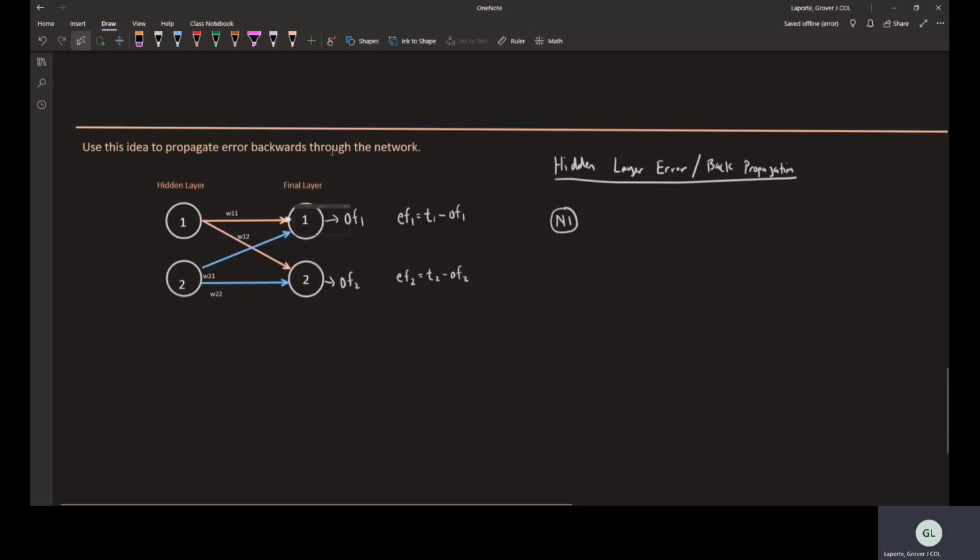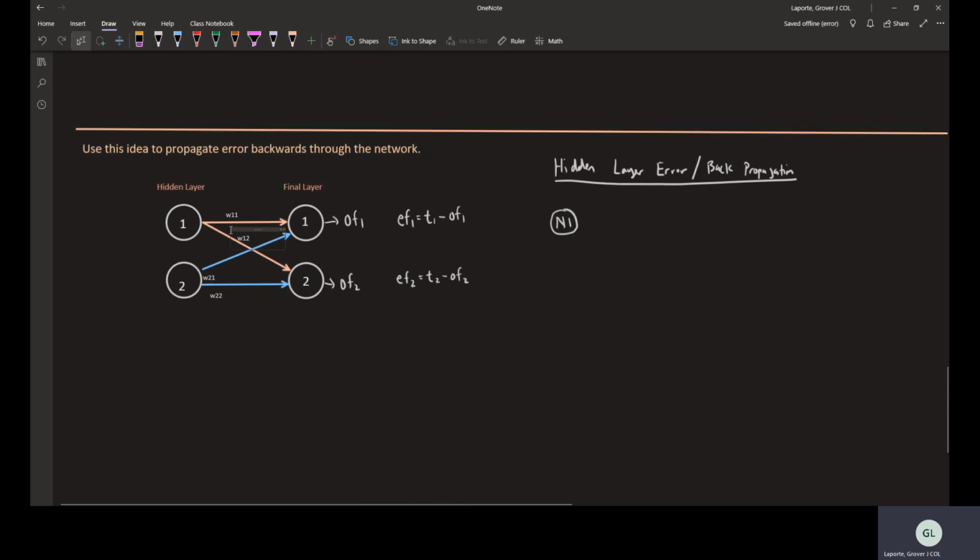We do the same sort of proportionality that we did here with W11, and the other one that's contributing is W21, right? Those are the two arcs coming into the final layer, and the final layer has that amount of error. So let's just proportion that out. It'll be W11 over W11 plus W21, multiplied by the error EF1, and that gives me the amount that comes from node 1 of the hidden layer to final layer node 1.